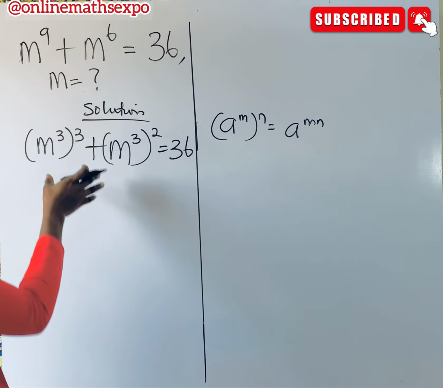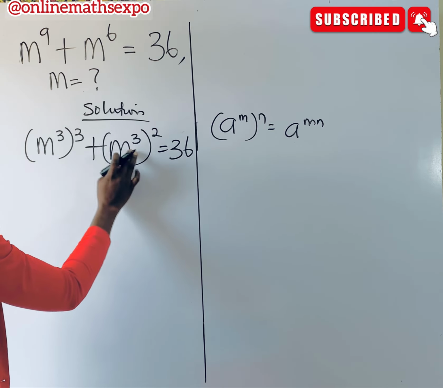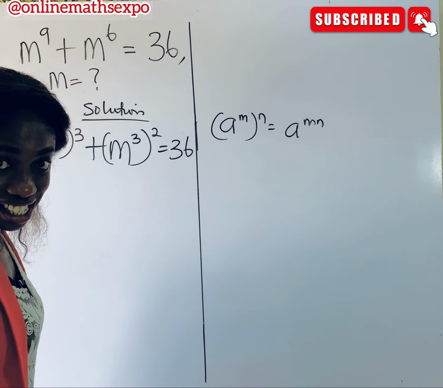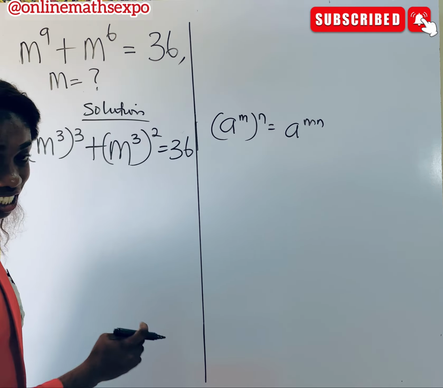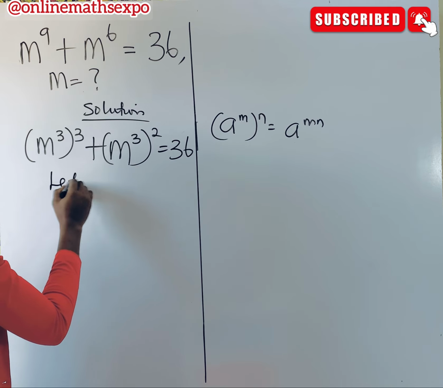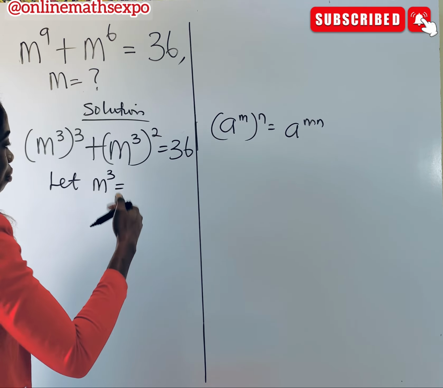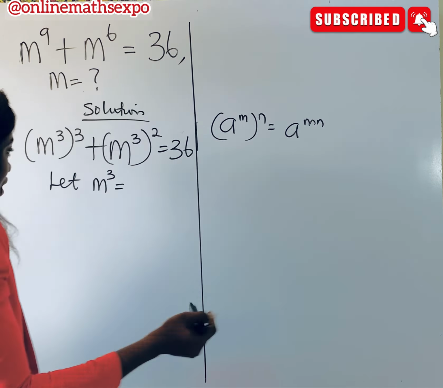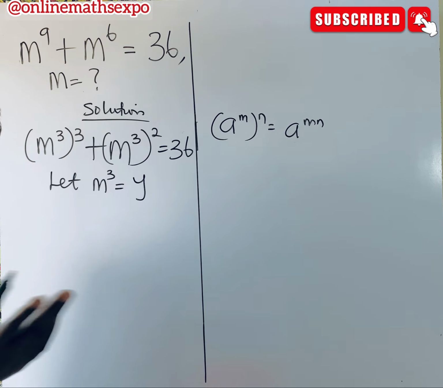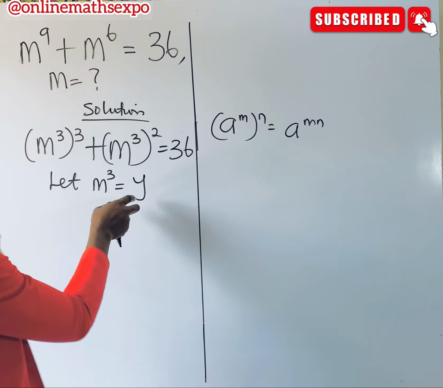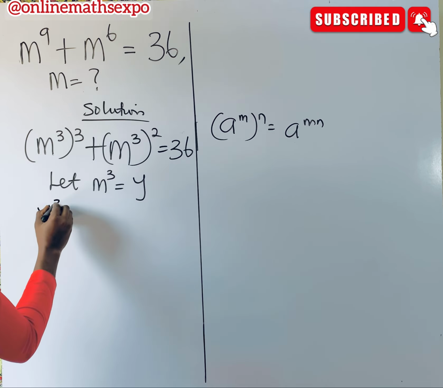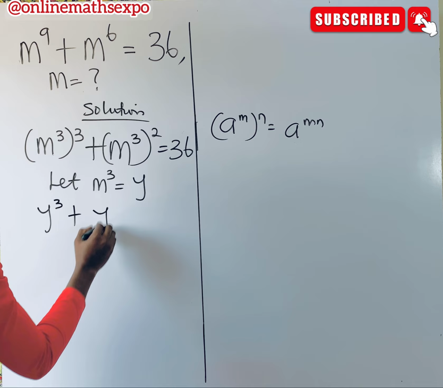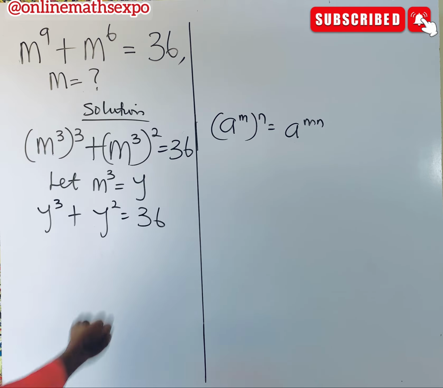Now, why I did it this way is to help me have a common thing which I can work with easily. Now, at this point, you see that m to the power of 3 is repeating. So in that case, I can say, let m to the power of 3 be any letter. So you choose anyone. I want to choose y. You can choose anyone, okay? So replace with y here. So it will be y cubed plus y squared is equal to 36.